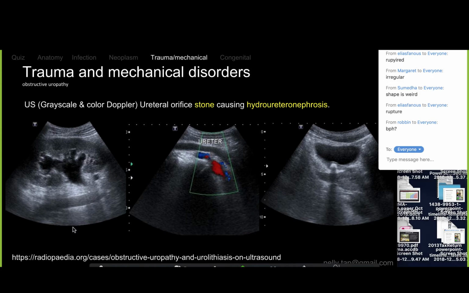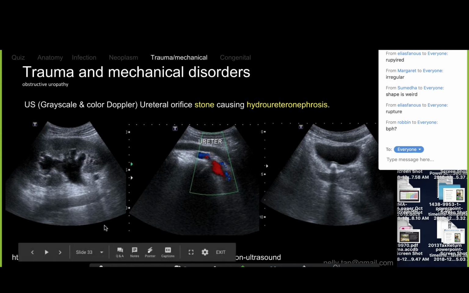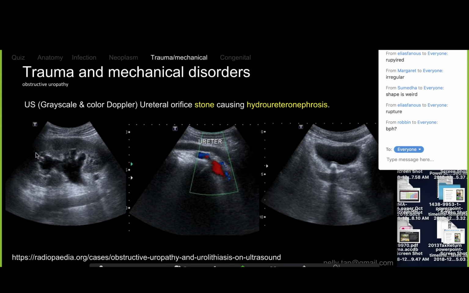Trauma and mechanical disorders. We're going to talk more about mechanical disorders. Ultrasound is very, very good for the kidneys, especially as initial workup, and it's considered the first line for patients who come in with AKI. AKI we know can be pre, intra, or post-renal, and so we get an ultrasound to exclude a post-renal cause. So what do you think about this ultrasound? This is the kidney, this is the ureter here, and then this is more south at the bladder. What do you think?